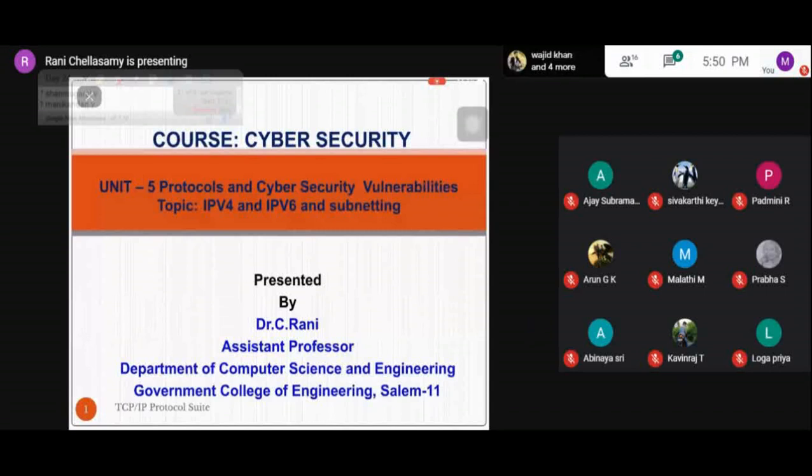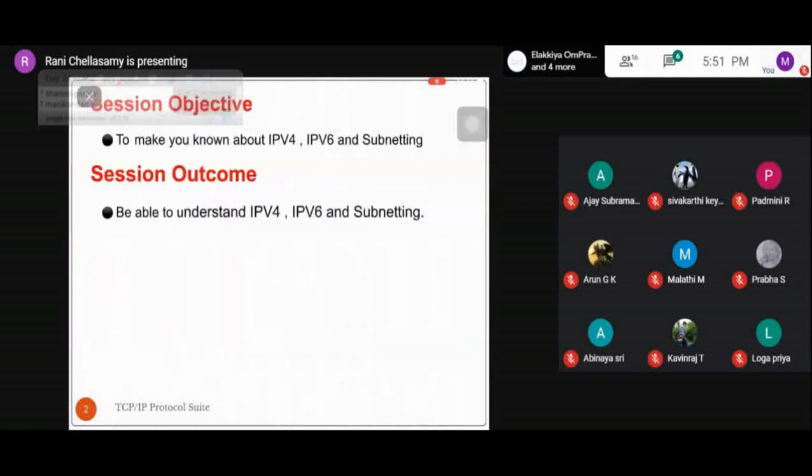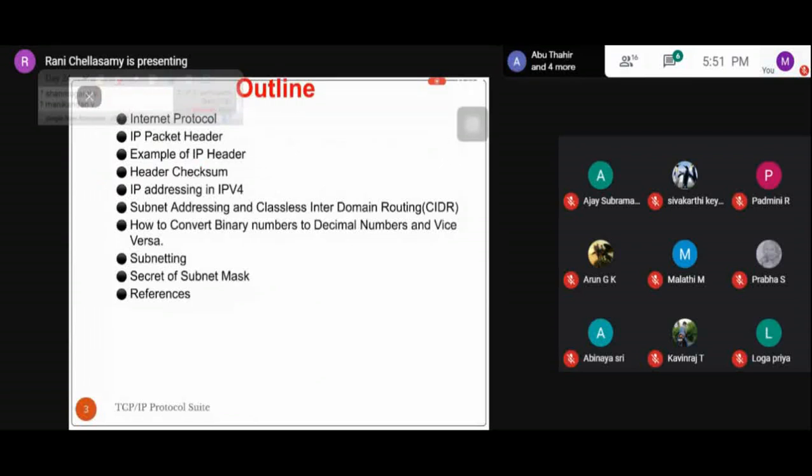Coming on to the addressing concept, we need to know about the subnetting concept in IP addressing. So the objective of this session is to make you known about IPv4, then IPv6 and subnetting concepts. And the outcome of the session is going to be that the students will be able to understand the concepts behind IPv4, IPv6 and subnet.